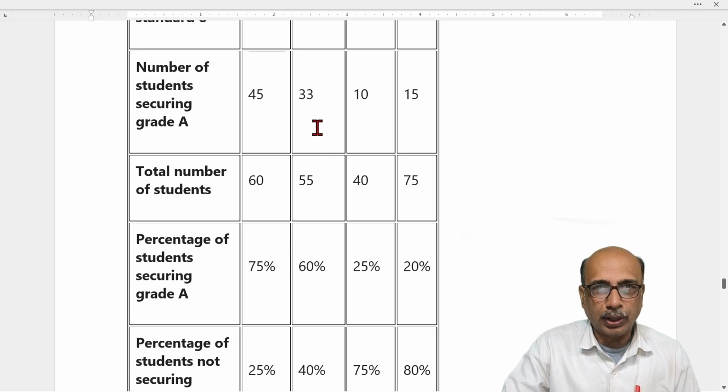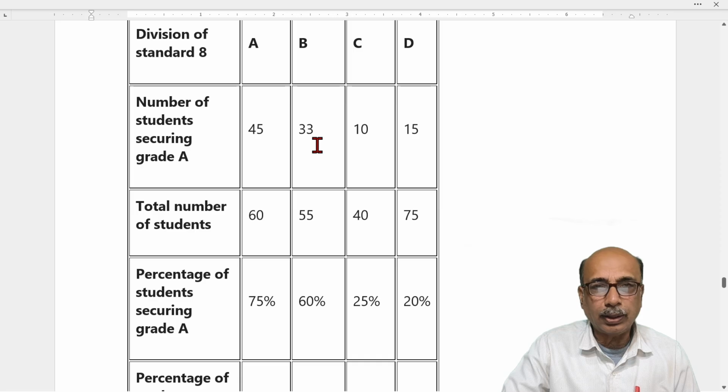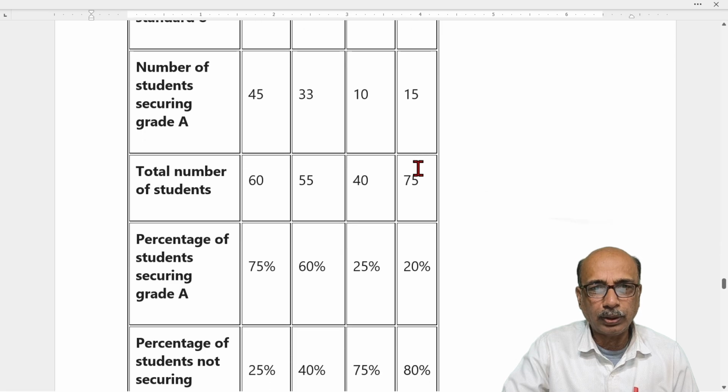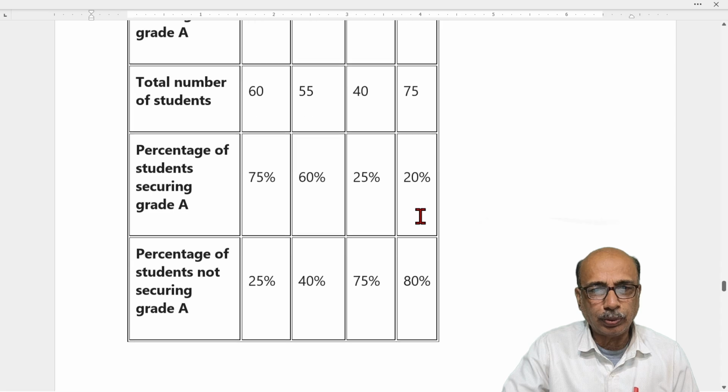of section A. Section B, 33 students are scoring A grade out of 55. So 33 upon 55 into 100 equals 60%. 10 upon 40 into 100, it comes to 25%. And 15 upon 75 into 100, it comes to 20%.